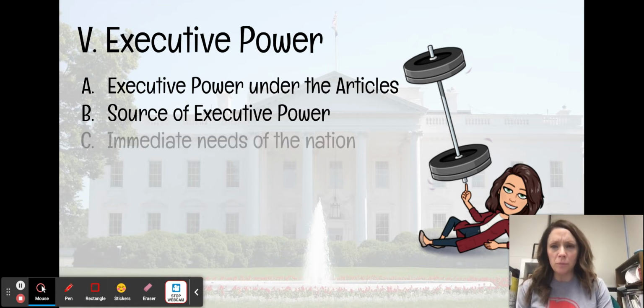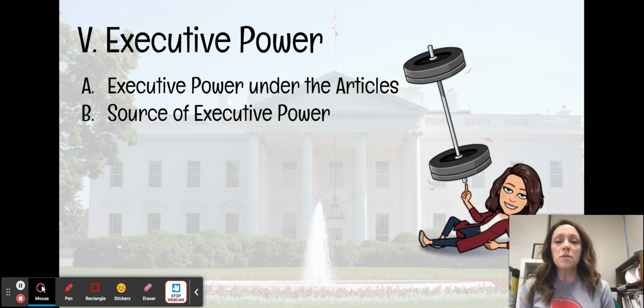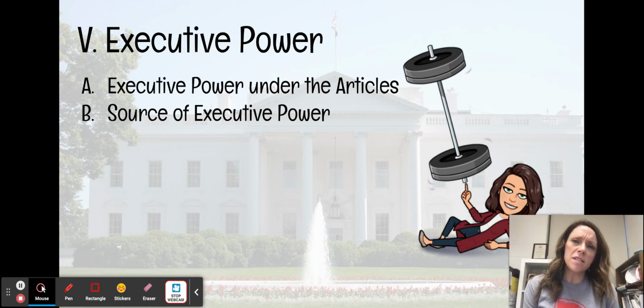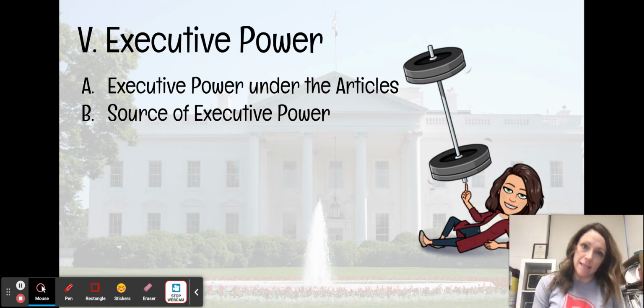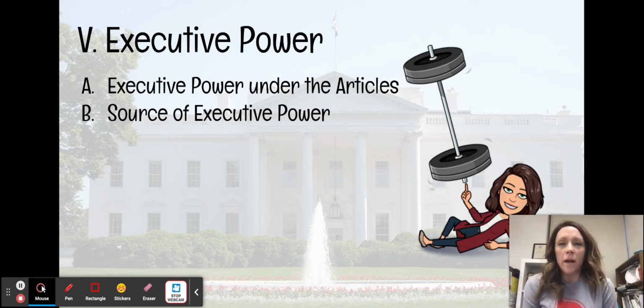Now, there's also a specific part of Article 2. It's called the wild card clause. And this clause, and you can just paraphrase this in your notes, says that the executive power shall be vested in a president of the United States. Okay, so it doesn't say what executive power is and what executive power isn't. So sometimes that's called the wild card clause.